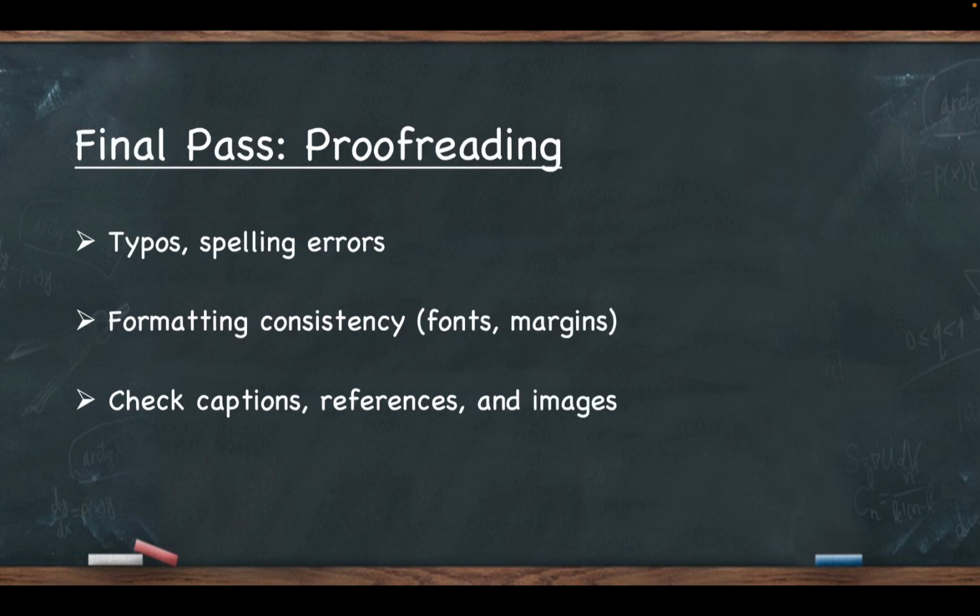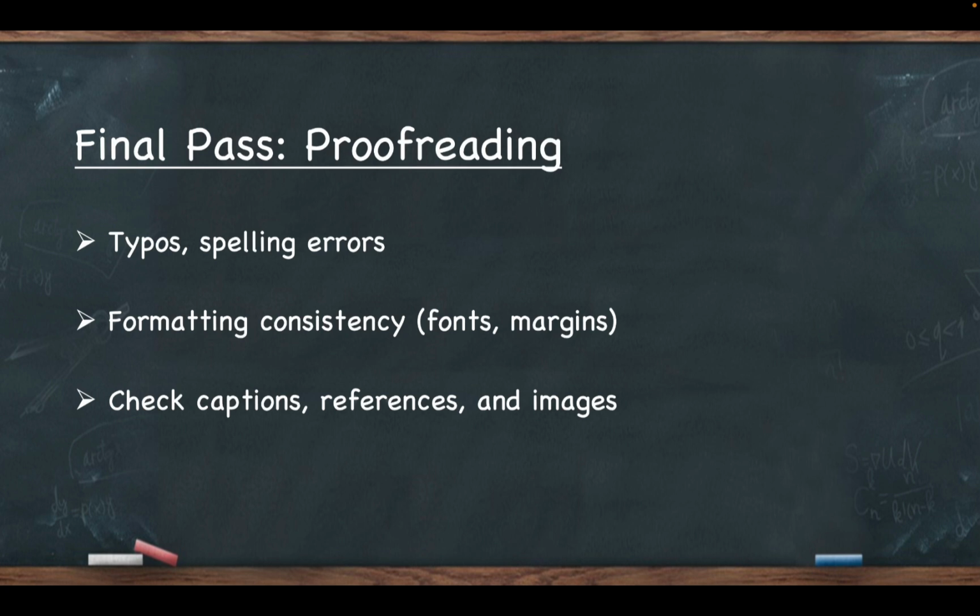And the final one is proofreading, where you're fixing typos, you're fixing spelling errors, you're fixing formatting consistency, like fonts, making sure the font for the chapter titles is the correct font, making sure the font all through the book for the major content is the same. So if you're using Calibri for all the body text, make sure that it's the same.